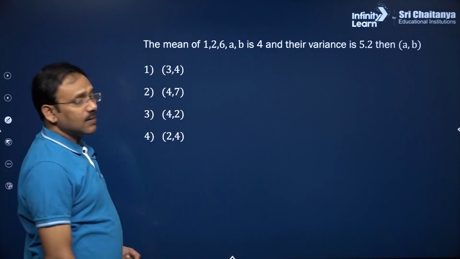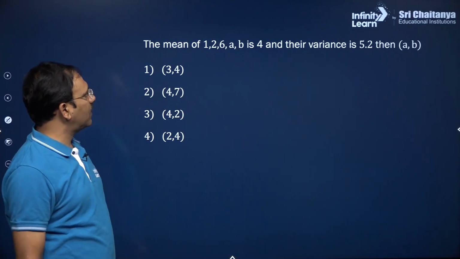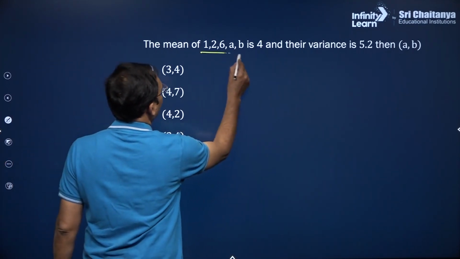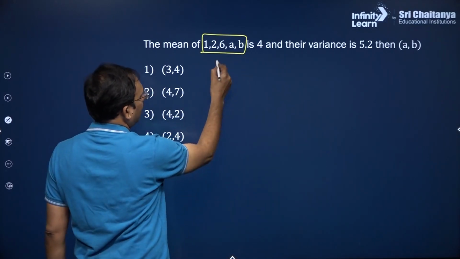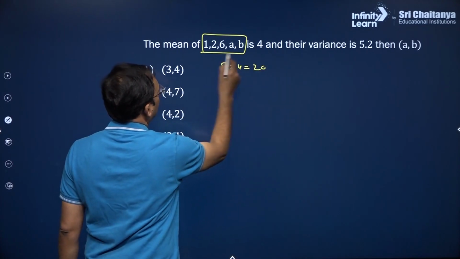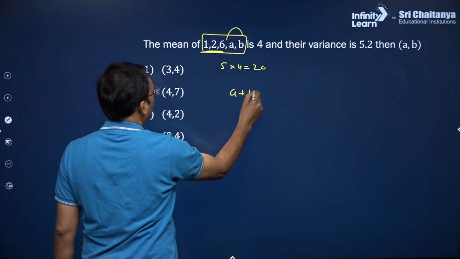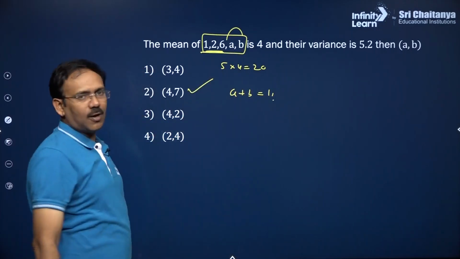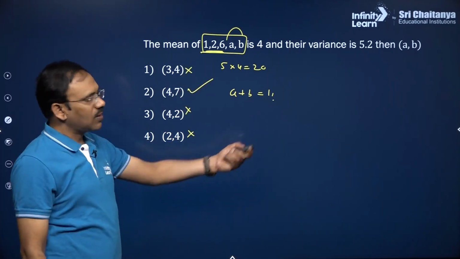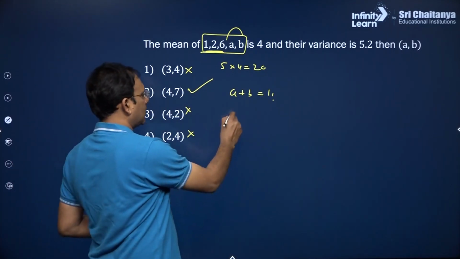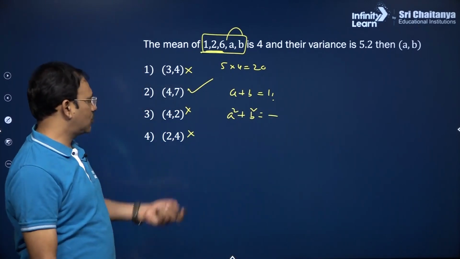Next, the mean of 1, 2 and so on is 4, then their variance is 5.2, then a plus b. Arey yaar, mean of these 5 items is 4, which means the sum of these items is 20, 5 fours are 20. Actually here 9 is covered, so a plus b must be 11, my dear friends. This is the only such option. I need not work it out further, that is the answer. If you want, you can also apply variance. You will get some relation connecting a square plus b square. It's a familiar question. We have done many questions of this kind, so you can solve it.